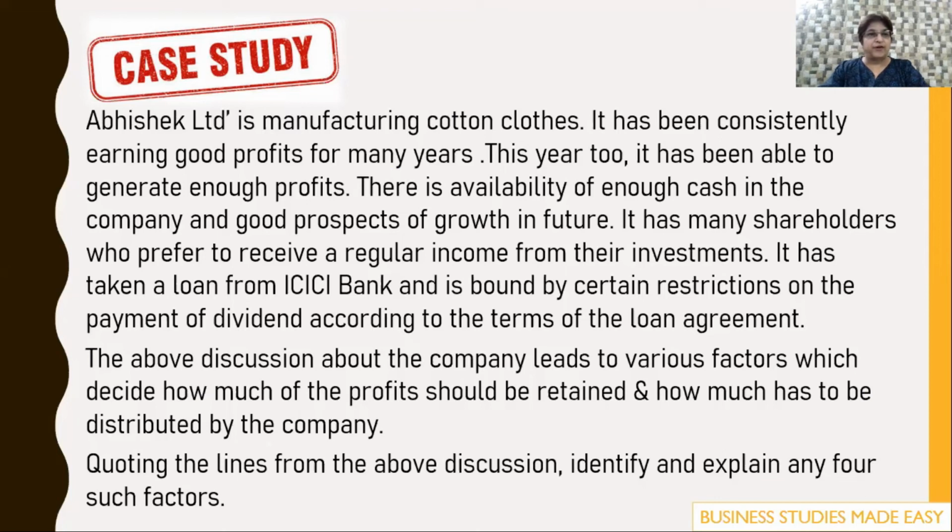So Abhishek Limited is manufacturing cotton clothes. It has been consistently earning good profits for many years. This year too, it has been able to generate enough profits. There's availability of enough cash in the company and good prospects of growth in future. It has many shareholders who prefer to receive a regular income from the investments. It has taken a loan from ICICI Bank and is bound by certain restrictions on the payment of dividend according to the terms of the loan agreement.